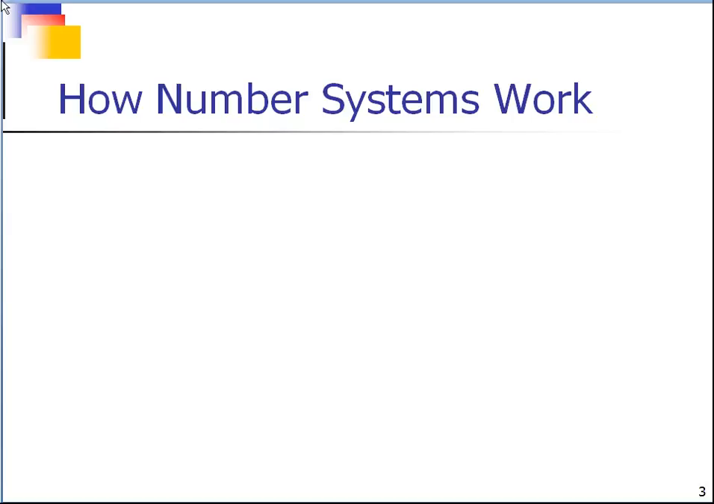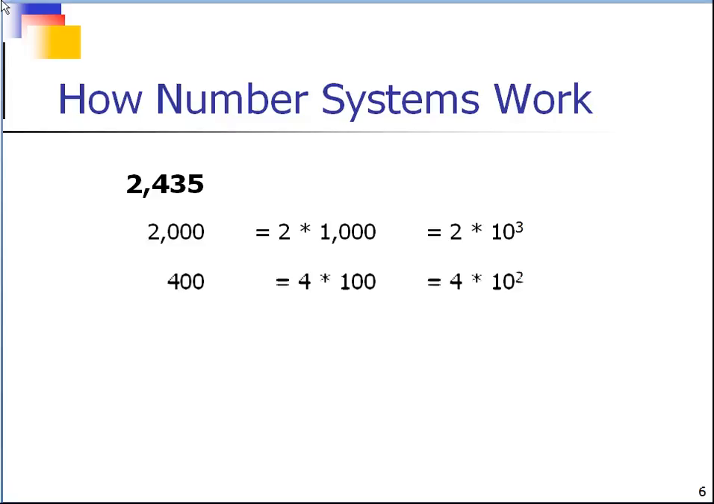How do number systems work? This is some principles of how in the world our whole math system works. You need to understand these before you can convert to a different numbering system. Let's take the number 2,435. I think you would agree that it's composed of 2,000, which is 2 times 1,000, which is 2 times 10 cubed, or 10 raised to the 3rd power.